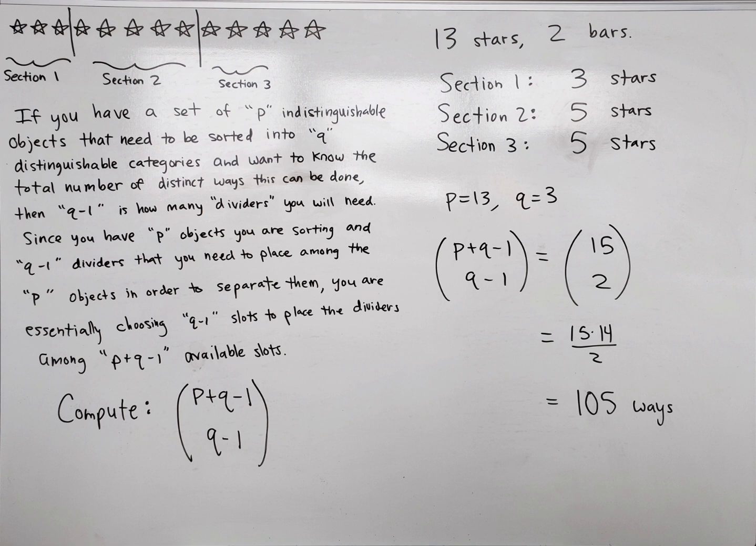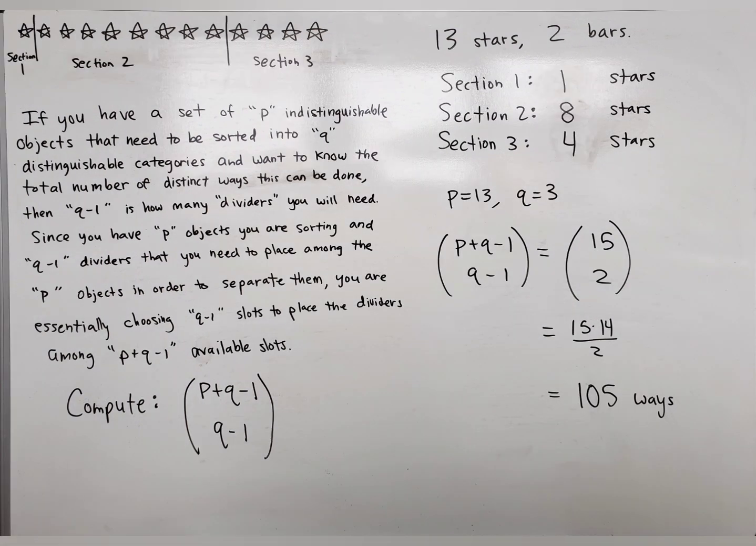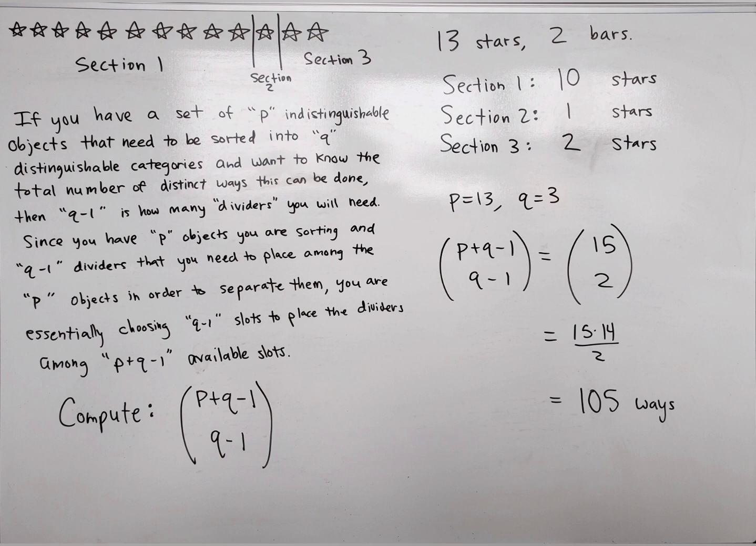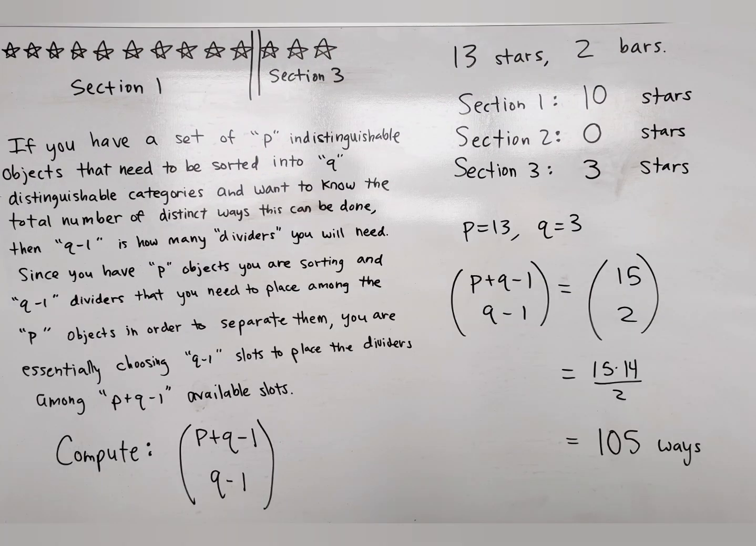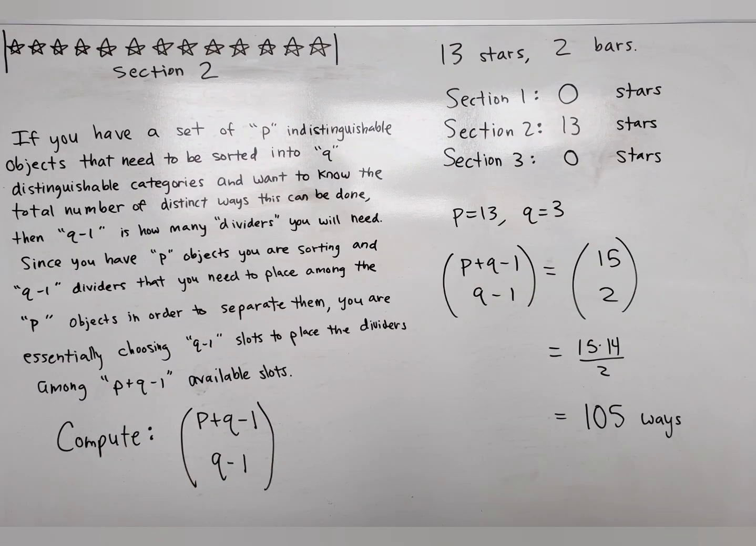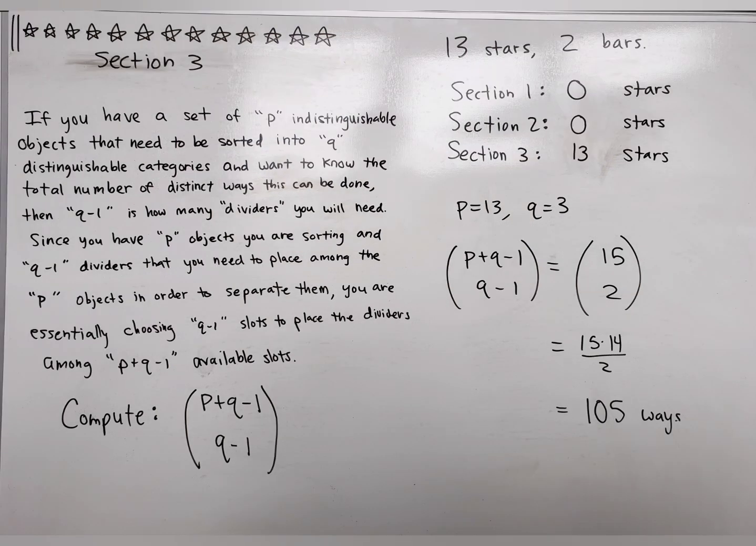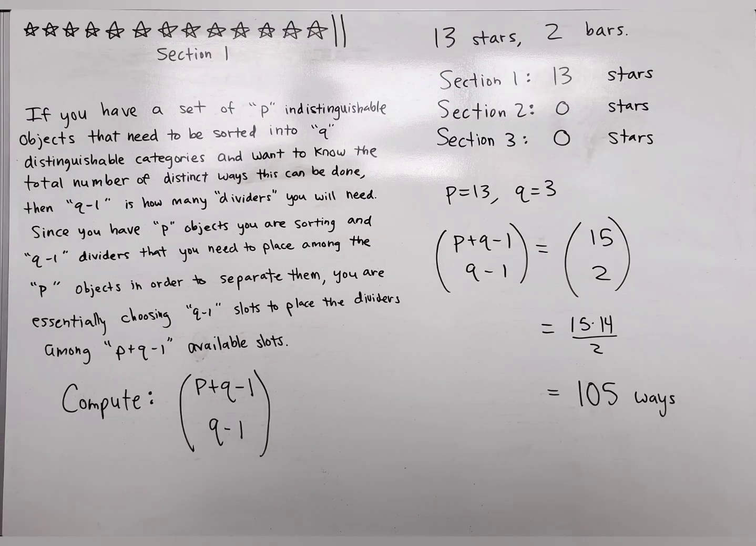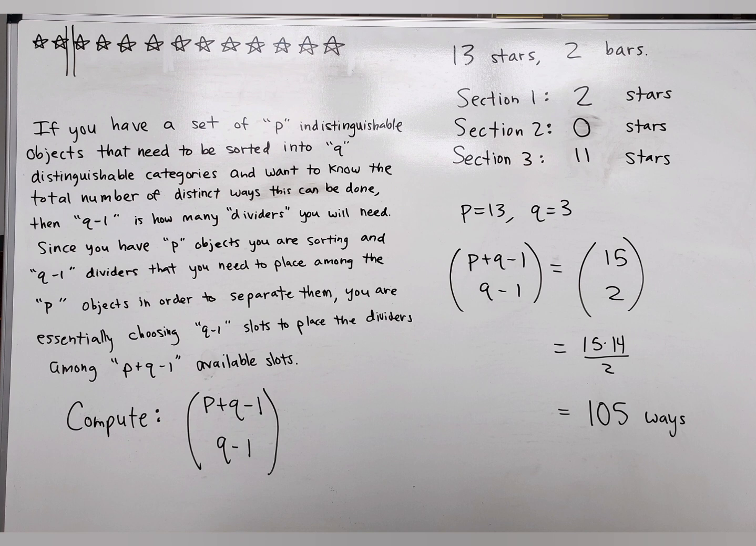So now the question is, how many distinct ways can we place the dividers among the stars? So we have two dividers that we need to draw in the picture. But how many possible places could we put those two dividers? Well, placing the two dividers could look like this, or this. Note here section 2 has 1 star, and in here section 2 has 0 stars, and in here section 1 has 0 stars, section 1 and 3 have 0 stars, section 1 and 2 have 0 stars, and here section 1 has all the stars, and then in here section 2 has 0 stars.